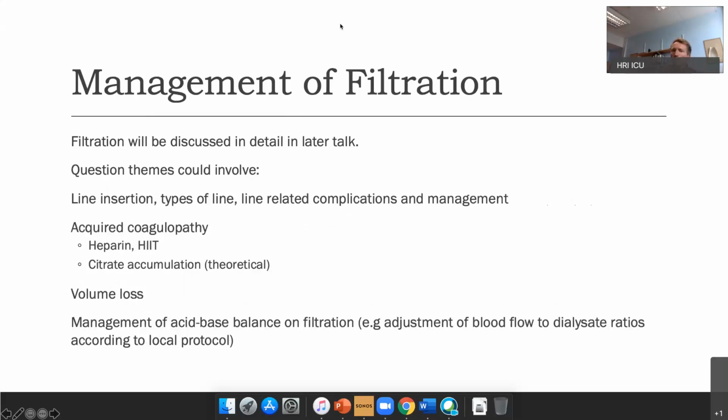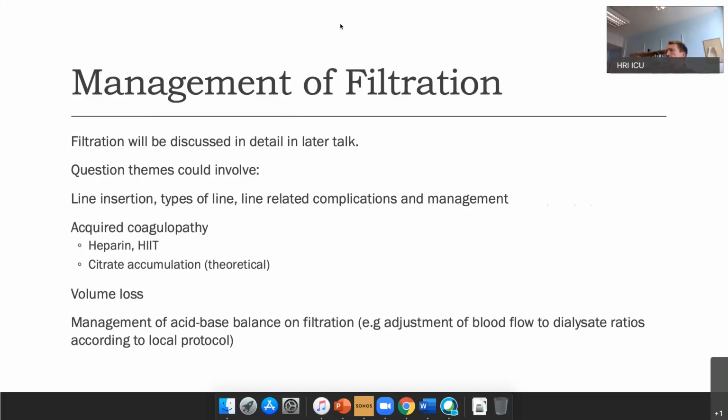As I say, we're going to talk about management of filtration a bit later on, but question themes often lead on from a previous scenario, as we'll see in a second. You need to know about the types of line. You're often presented with a picture, and that leads into an OSCE scenario. Line-related complications in management is an entire different talk on its own, but you could be presented with radiology or something like that with a complication associated with a renal line, and they might ask you some renal questions. You're expected to have a working knowledge of heparin pharmacology and HIT, how you do a score and then a screen for that.